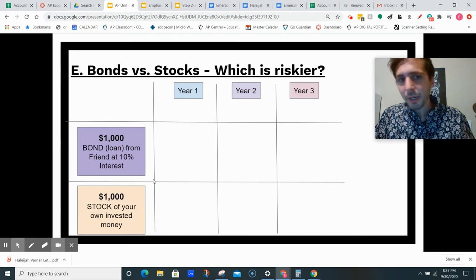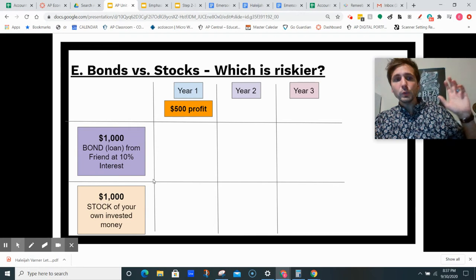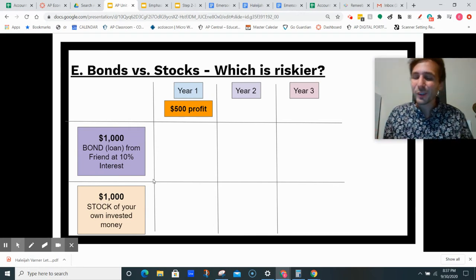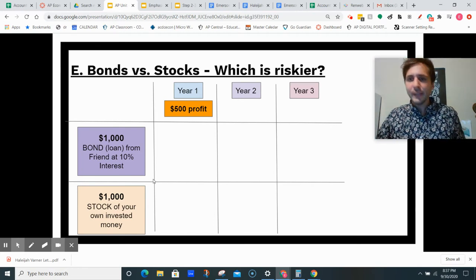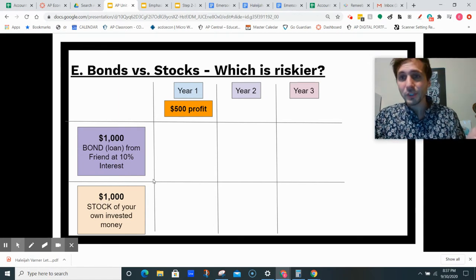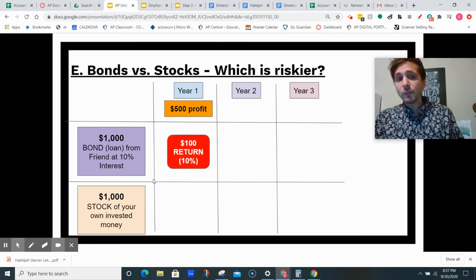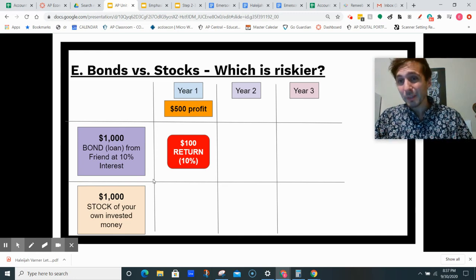So which is riskier, a bond or a stock? Let's say you purchase a $1,000 bond, which means that you borrow money, or a friend owes you $1,000 plus, and they agree to pay you 10% interest, right? So you gave them $1,000 and they give you an IOU, they're going to pay you 10% every single year. Perfect. At the same time, you take $1,000 and you purchase stock. What's going to happen? Well, let's say in year one, you make $500 off of your financial assets. 100 of those dollars came from your bond because you'll make 10% return every year.